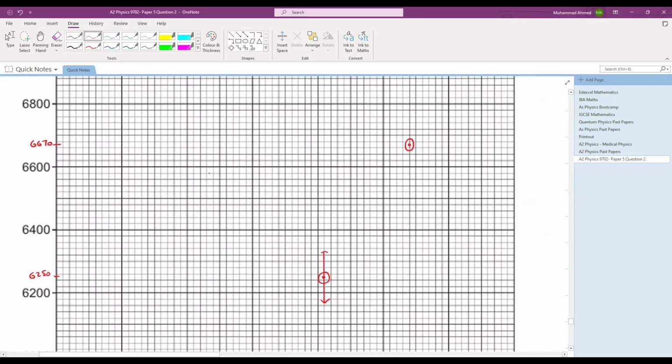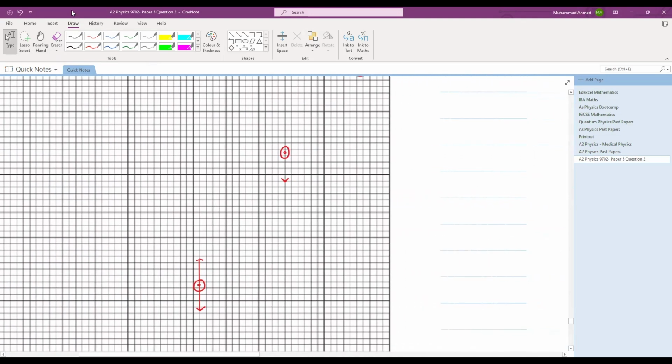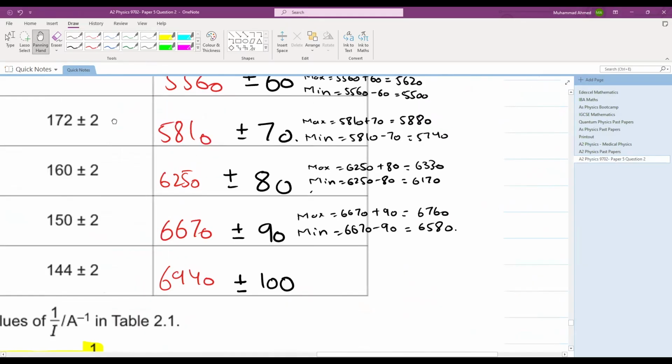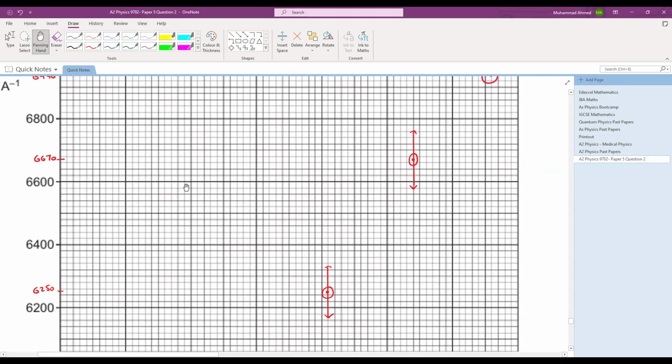Your minimum value will be somewhere here. What is your maximum value? Your maximum value was 6760. Perfect. So 6760 will be somewhere here. You draw a line between these two bars. Simple. Or two arrows, you can say. Simple as that. Now let's move on to the last error bar that we have.